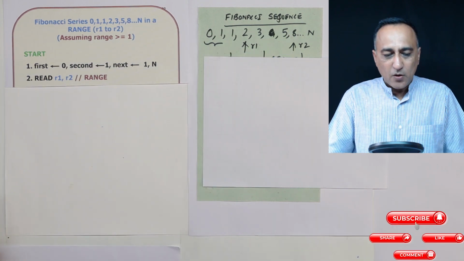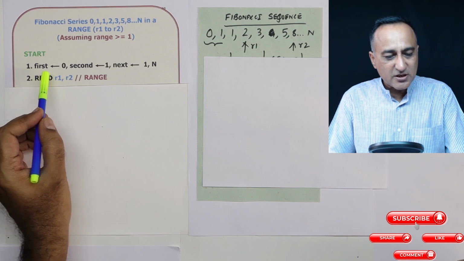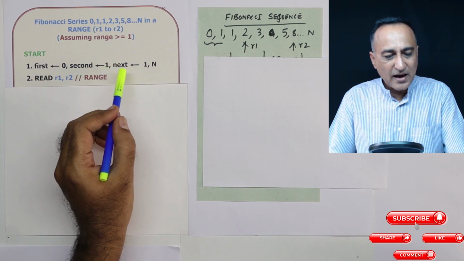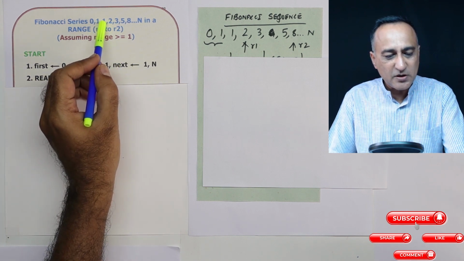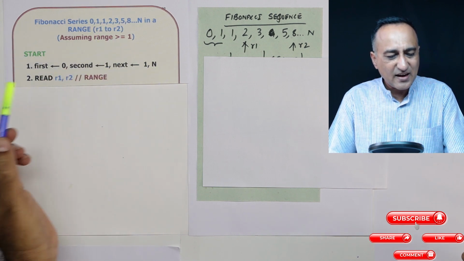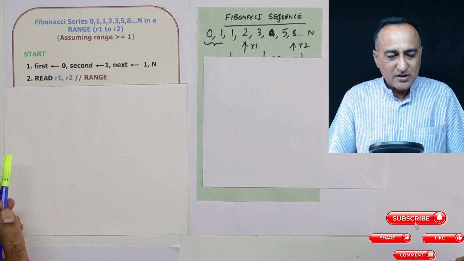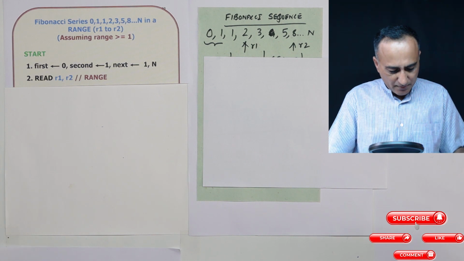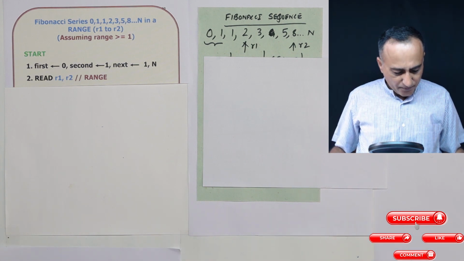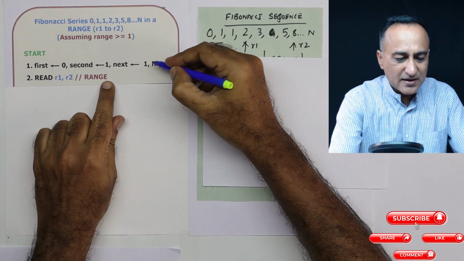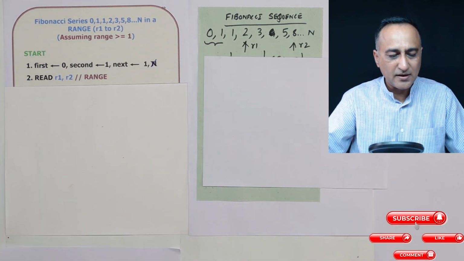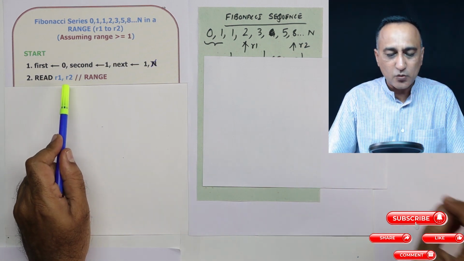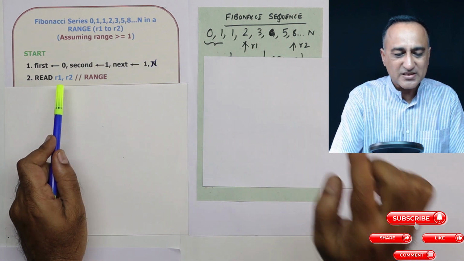Alright. Now I have a variable called first which represents 0. I have a variable called second which represents 1. I have a variable called next which is also initially 1. I don't require the endpoint n, so I can just get rid of this, because I'm not using it anywhere. Now I'm asking the user to enter the range R1 and R2. Suppose R1 is 2, R2 is 8.